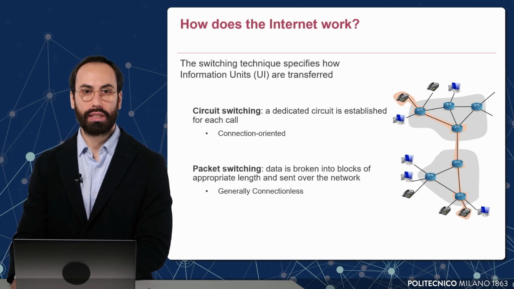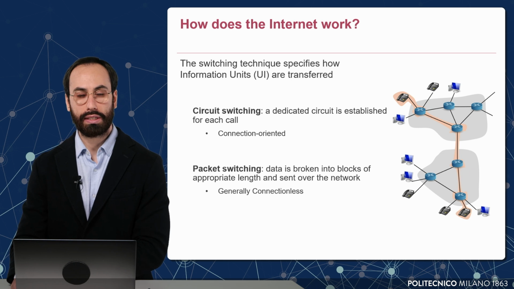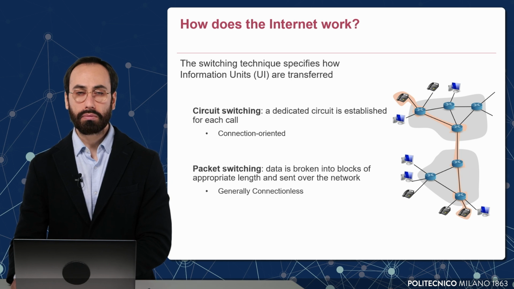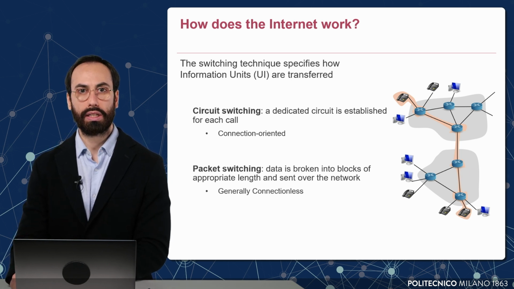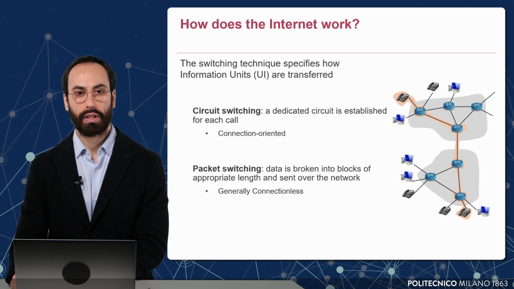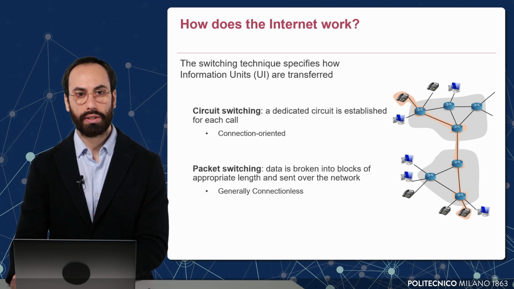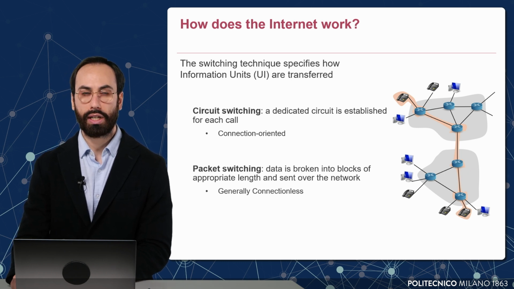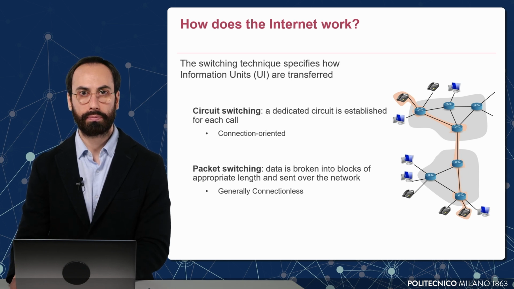The circuit switching consists of a dedicated circuit that is established for each call. And this is mainly connection-oriented. It means that before performing a call, there is a circuit that is established between the source and destination nodes. In the packet switching instead, the data is broken into blocks of appropriate length and sent over the network. In this case, it's generally connectionless, so we don't need to establish a circuit before.